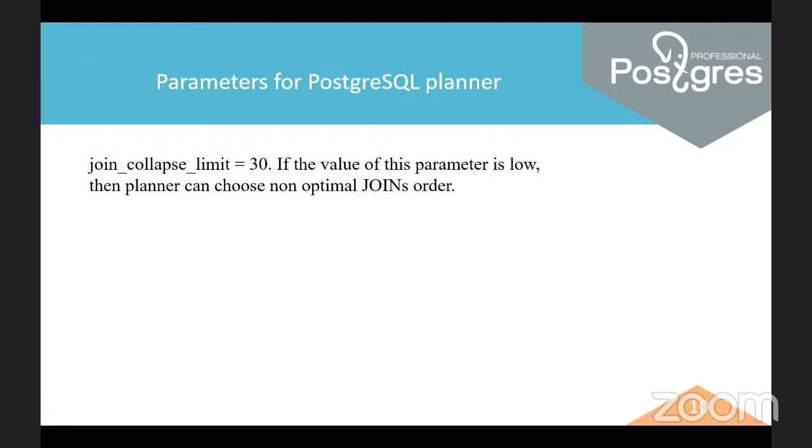So, if you leave this join collapse limit at its default, and by default the value is 8, there can be some situations when, for example, your join number is 10 or 12 or maybe more, and Postgres will not be able to choose the best suitable join order. As a result, you may have a query with very poor performance. So feel free to increase it, and you'll be okay.